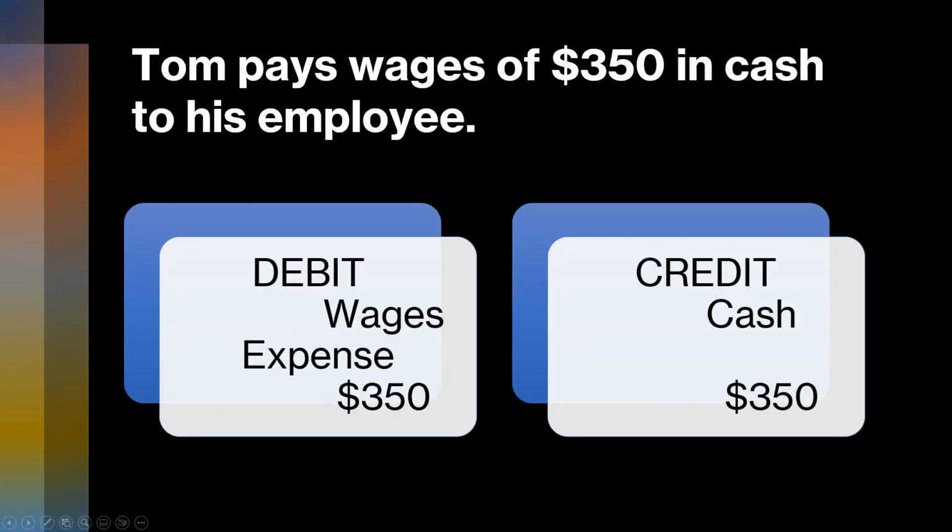In this case, Tom has paid wages of $350 in cash to his employee. So going by the principles of double entry bookkeeping, we have debited wages expense, that is increase in expense, and credited the cash account, that is decrease in current asset.